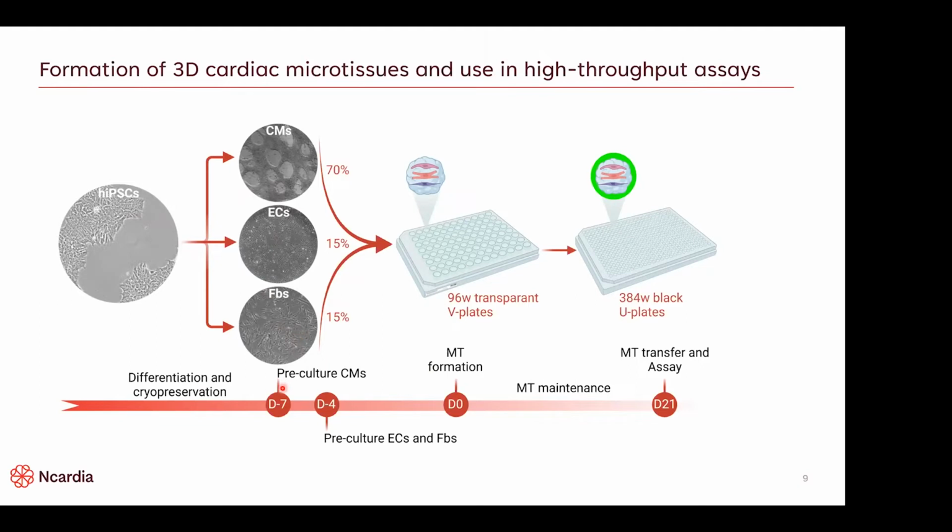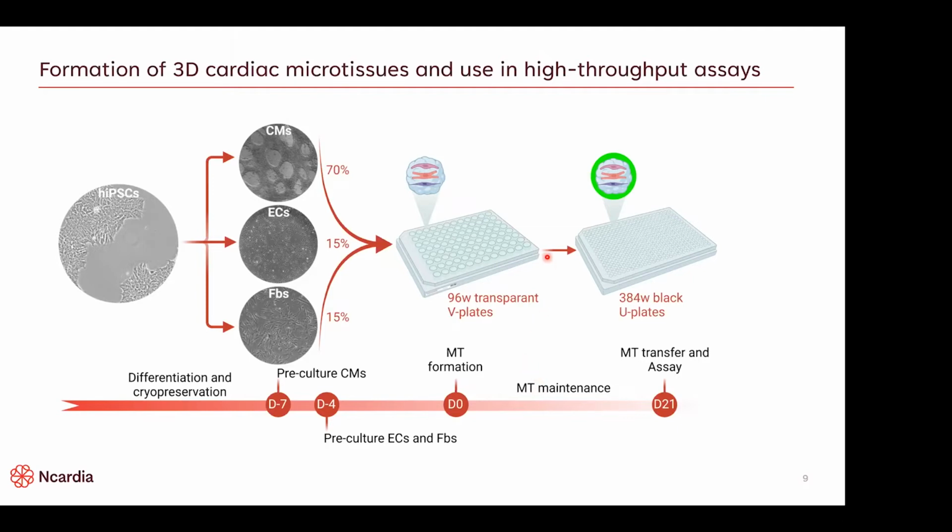and after a pre-culture of either 7 days for the cardiomyocytes or 4 days for the iPSCs and FBs, we combine them in a very specific ratio, and we plate the cells in 96-well transparent V plates where the microtissues are formed in due time. Usually we maintain them around 3 weeks before we use them for any downstream assays.